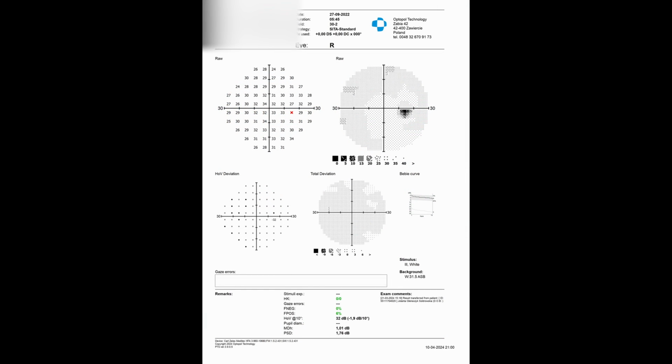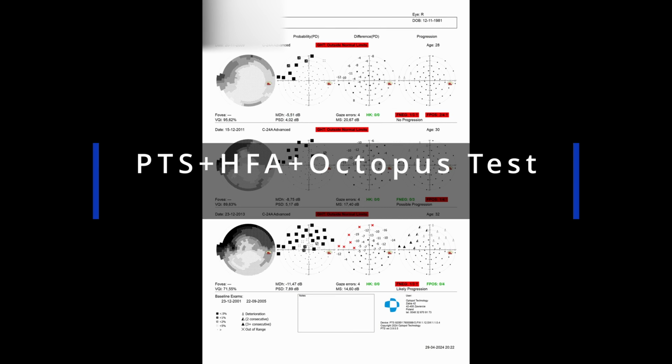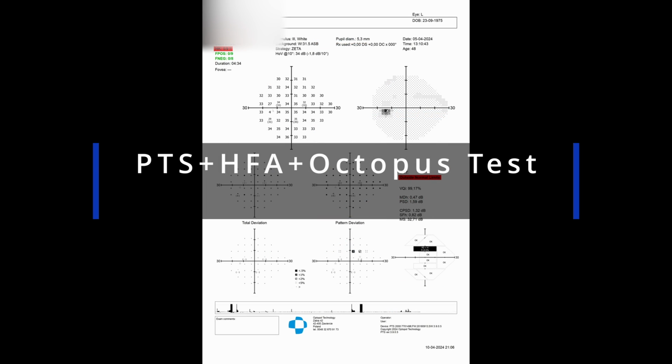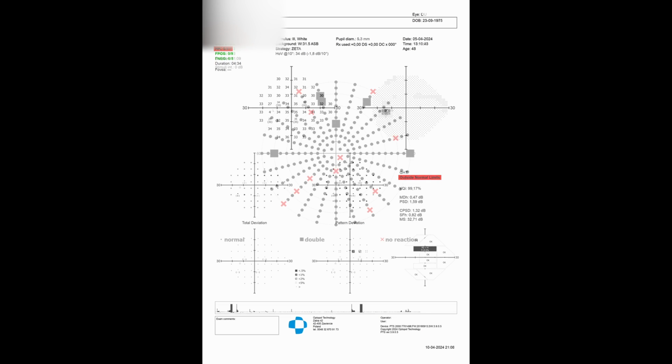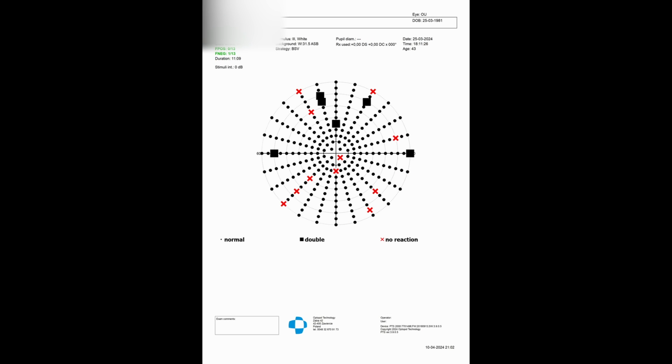So what are the upsides of PTS 2000? Well, firstly, that you have access to both worlds, to HFA and to Octopus. That means that if you like G1, if you like 24-2, you can still have those tests on this machine. And this is very important if you have a clinic in which you have multiple specialists, and some people are more familiar with Humphrey, they can still have Humphrey tests. Some people are more familiar with the Haag-Streit, they can still have it. Plus, you also have PTS's own tests like the diplopia tests.